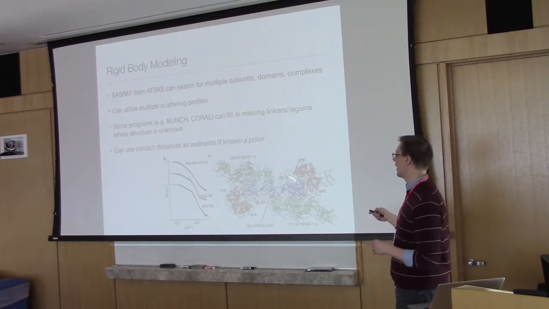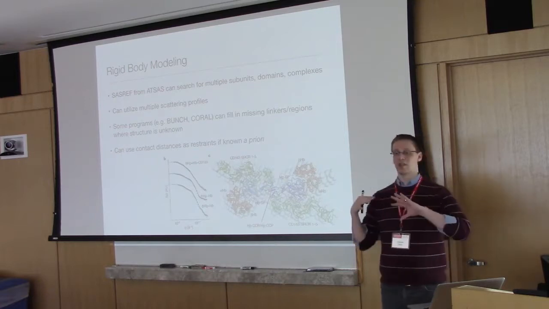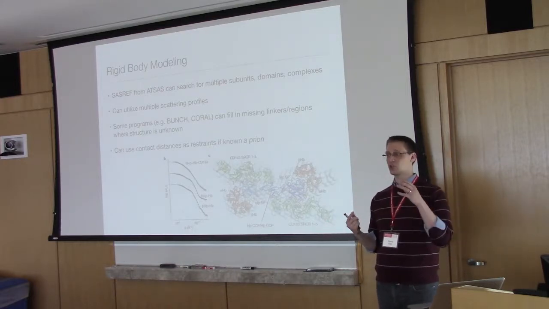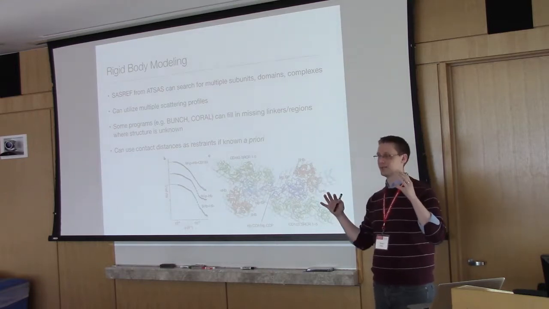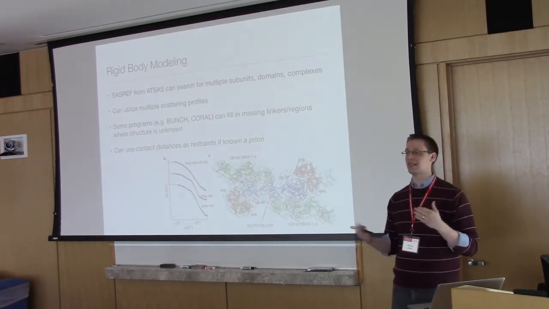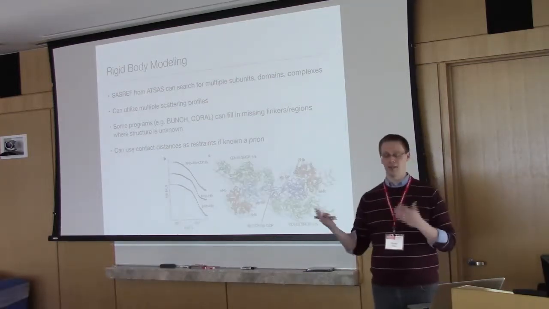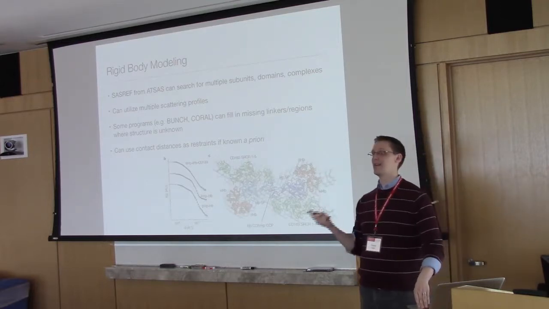So if you've got A and B, and then you've got B and C, you can try and fit them together. Now the fundamental assumption of that is that the structure of A and B looks like A and B in A, B, and C. That's the fundamental assumption you're making, that there's not some conformational change upon binding of the C component. That's an important thing to keep in mind because it's not always the case.